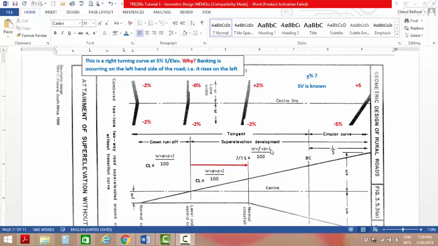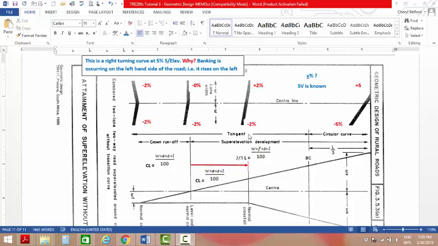Now SuperElevation development comprises two bits, 2/3 length and 1/3 length. 1/3 of the length will sit in the circular curve. So when we are calculating information, we want to calculate a distance known as crown runoff. We want to calculate a distance known as SuperElevation development length, or L. And then we want to calculate 2/3 of L and 1/3 of L respectively. Why? So that we can calculate the necessary stake values. Very important. So there will be a stake value here. There will be a stake value here, and there will be a stake value here.